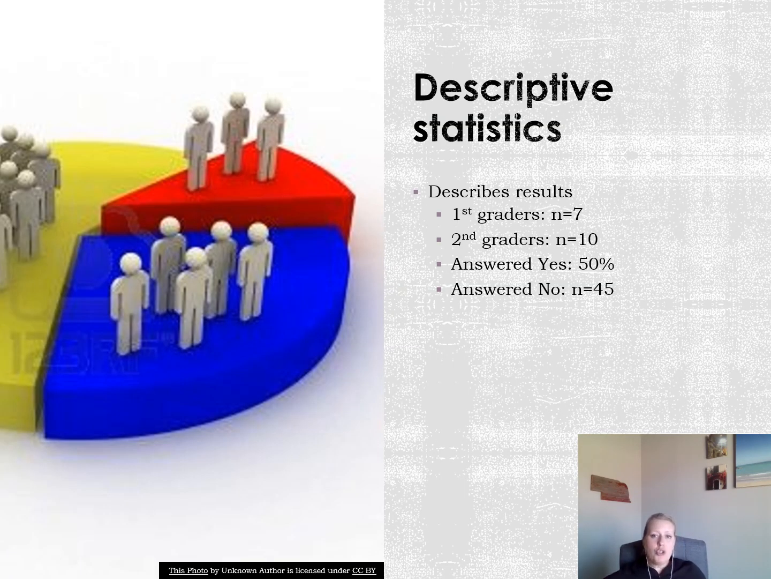So we think about descriptive statistics. It describes the results. So in this study, there were 7 first graders and 10 second graders. And that N symbolizes sample. So an N of 7 means a sample of 7. And let's just say another descriptive statistic would be 50% answered yes. Or you can say the number, which is 45 of the participants answered no. So again, it's just really black and white. You're just describing the literature.